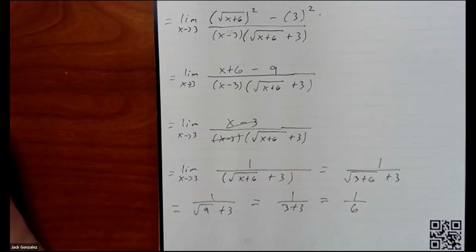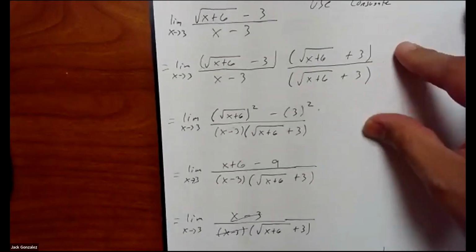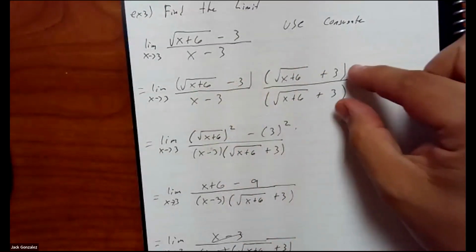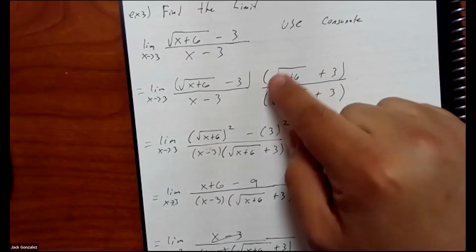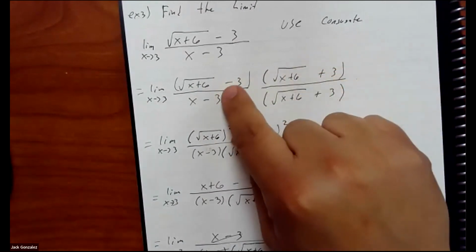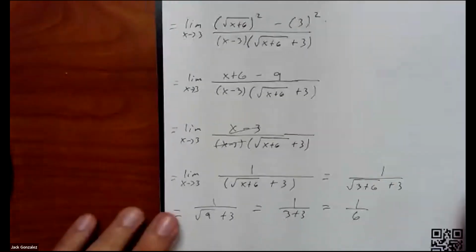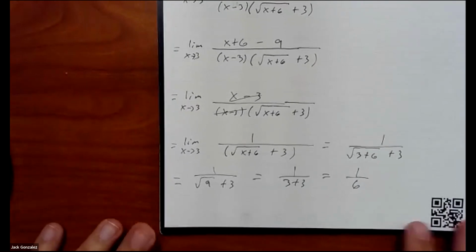So you can't take the limit until you introduce this conjugate. Okay. If you see a square root plus something or minus something, multiply top and bottom by the same thing but opposite sign. So if this was a plus, use a minus here. Are there any questions on example 3?